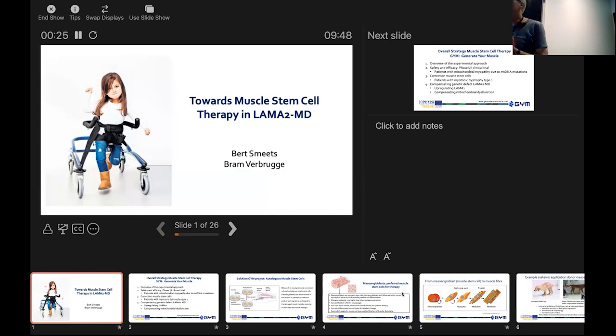So we took a bit of a different approach. We basically are using muscle stem cells as our therapeutic strategy, and basically all the strategies mentioned before can also be incorporated in stem cells.